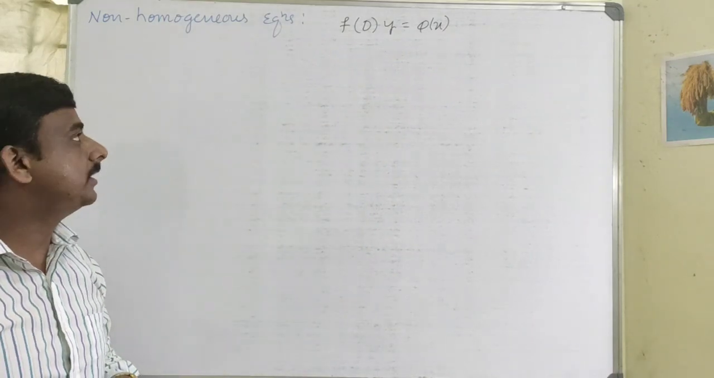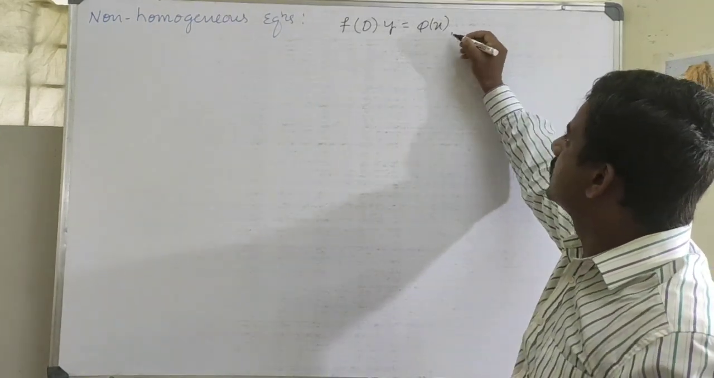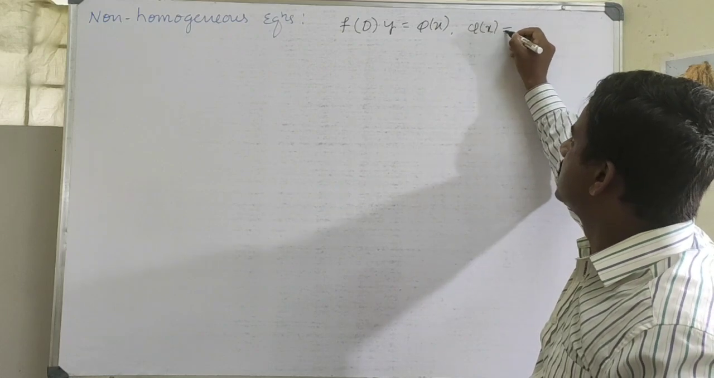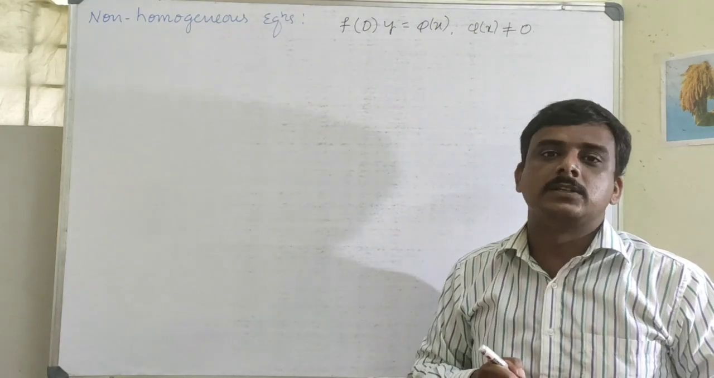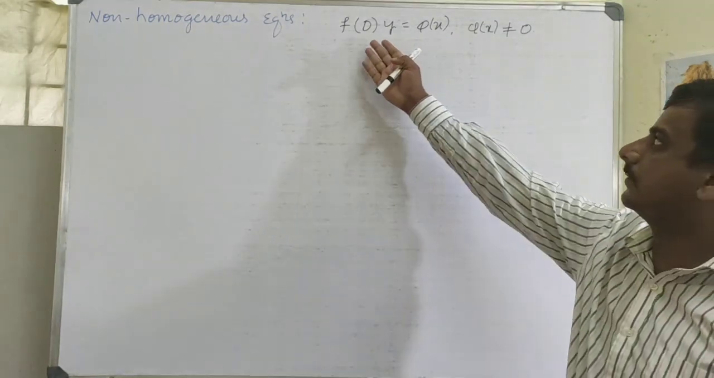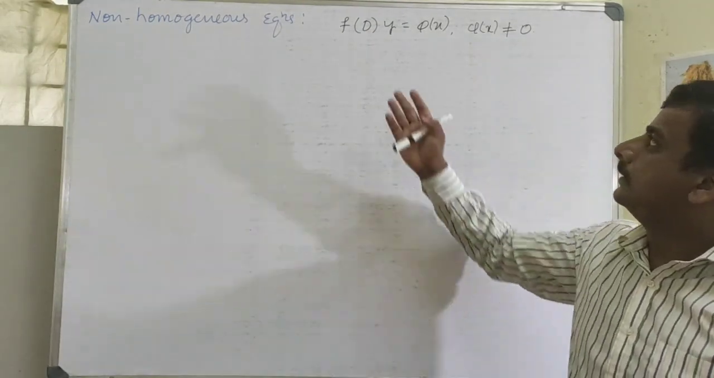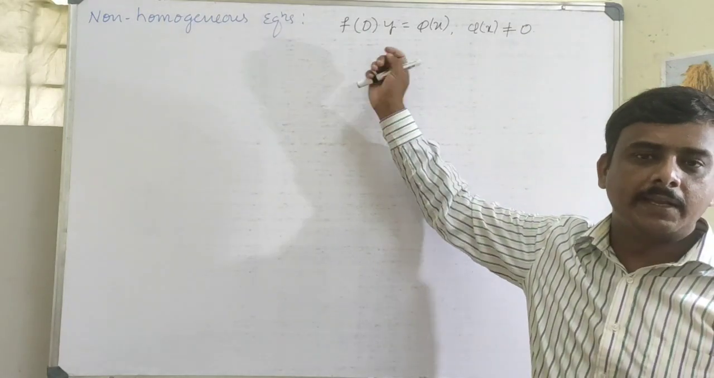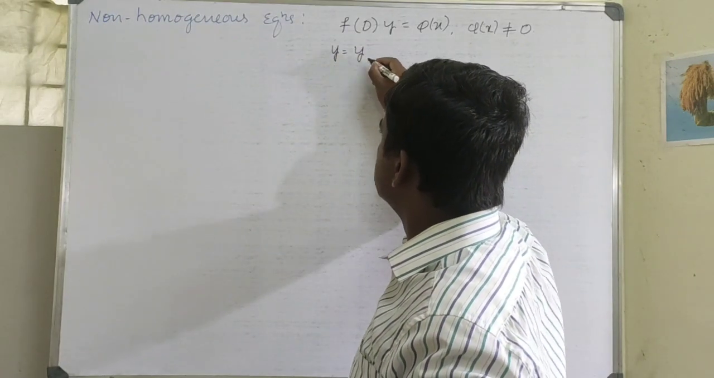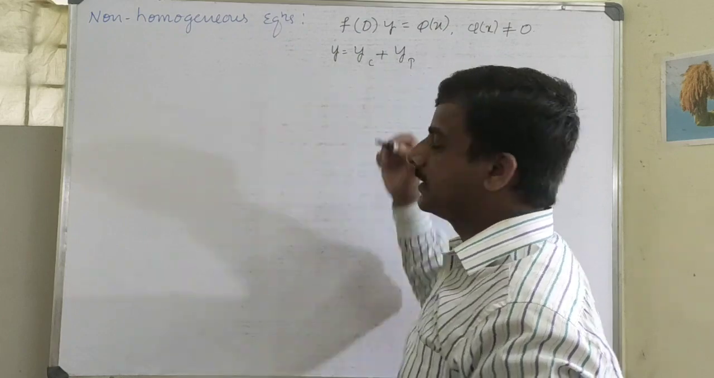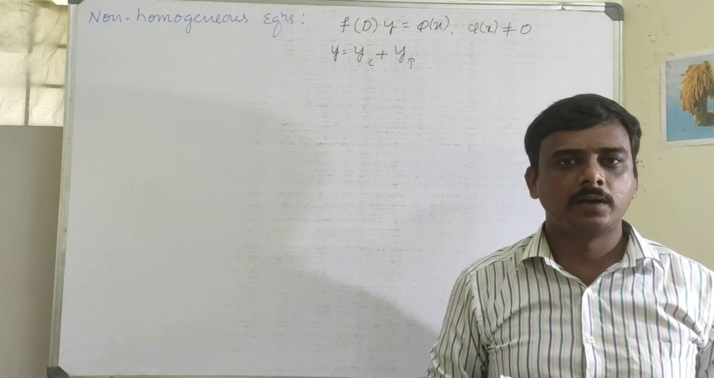The non-homogeneous linear differential equation, in its standard form, will be like f of D into y equal to phi of x with phi of x not equal to 0. This we have to specify. To say that the given equation is non-homogeneous, we should write in the standard form like this: f of D into y equal to phi of x with phi of x not equal to 0. Then the solution of this equation involves two parts. The solution is given by y equal to yc plus yp. Yc is called the complementary solution and yp is called the particular solution or particular integral.